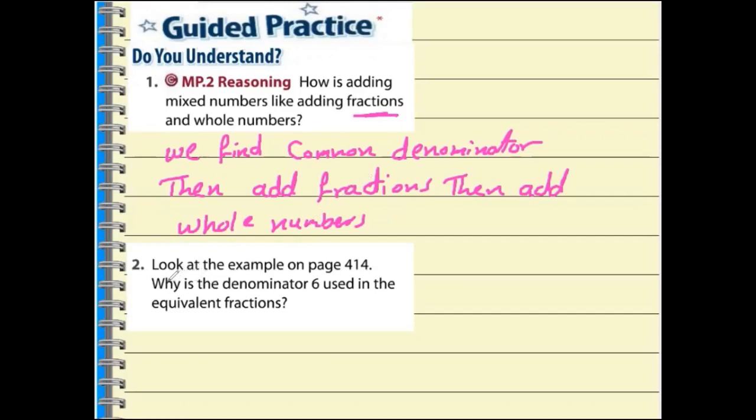Move to example 2. Look at the example on page 414. Why is the denominator 6 used in the equivalent fractions? So take a look at the previous example, guys. I have the question in the example: add 2 and 2/3 plus 1 and 1/2. How can I add these two numbers? Both are mixed numbers now. How can I add them?